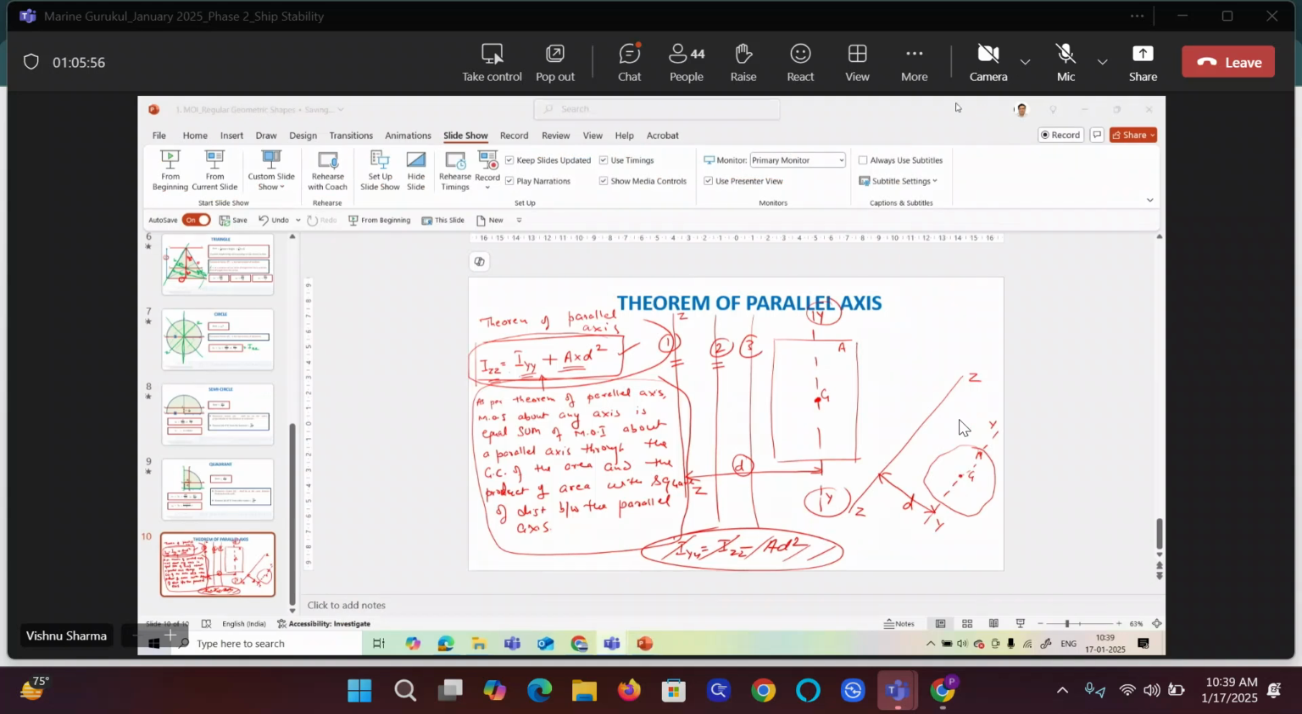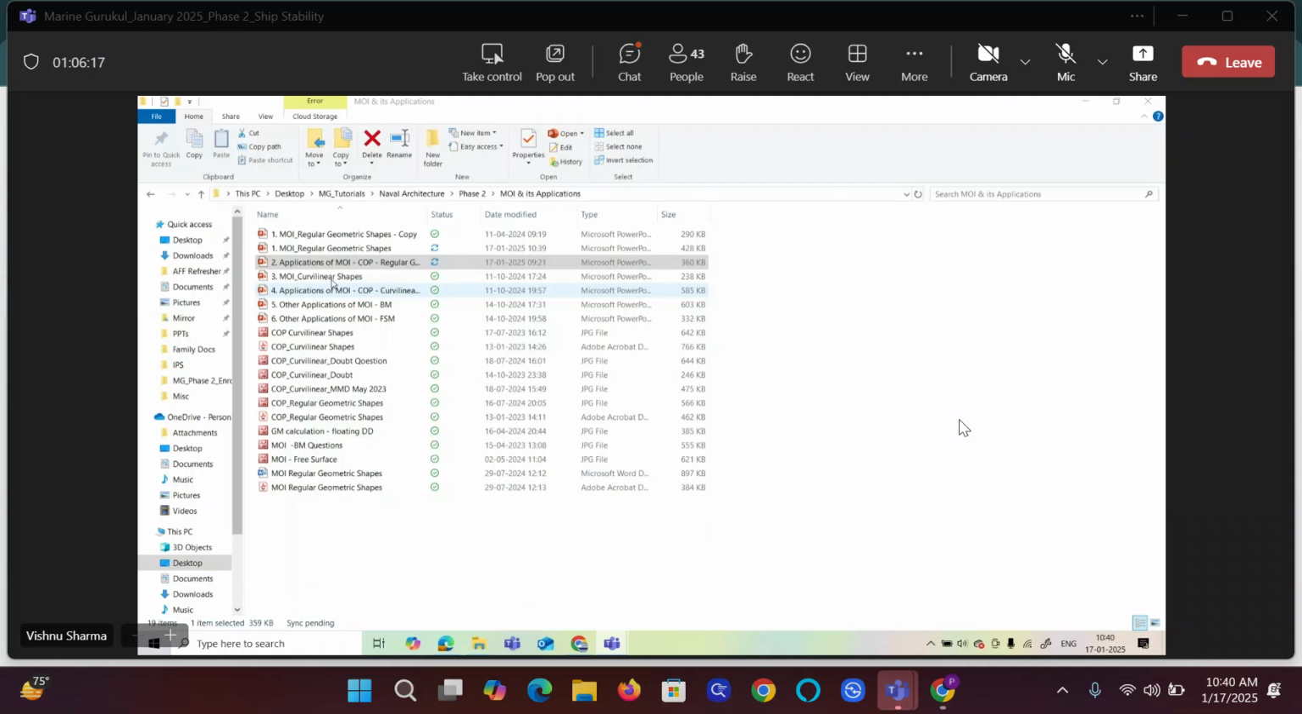Now it's time for us to go on to the numericals. Now, what I'll do is I'll give you 5 minutes break. It's 10:39, 10:45 sharp. We'll start with first application of moment of inertia, center of pressure using regular geometric shapes. Okay, 10:45, guys. Okay, take a break.